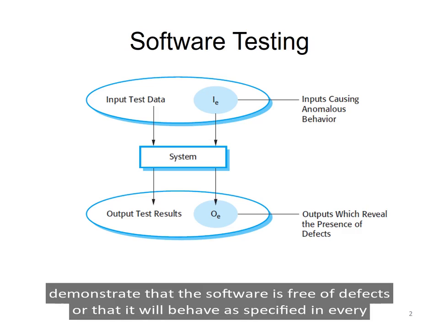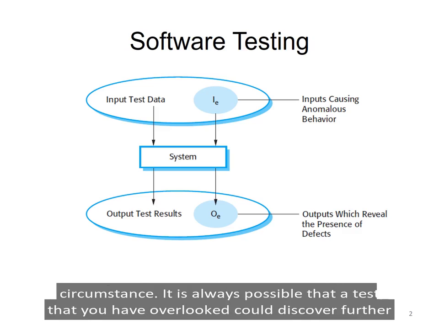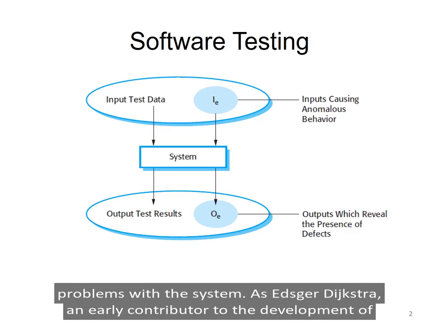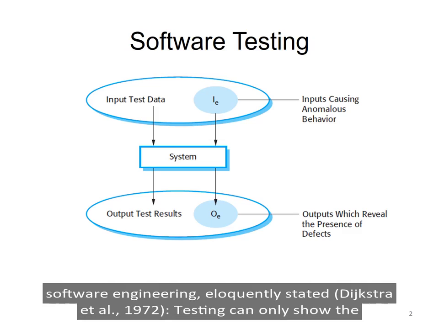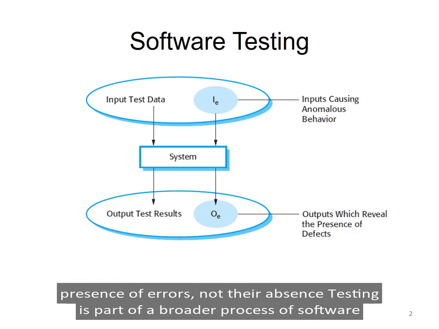Testing cannot demonstrate that the software is free of defects or that it will behave as specified in every circumstance. It is always possible that a test that you have overlooked could discover further problems with the system. As Edsger Dijkstra, an early contributor to the development of software engineering, eloquently stated, testing can only show the presence of errors, not their absence.